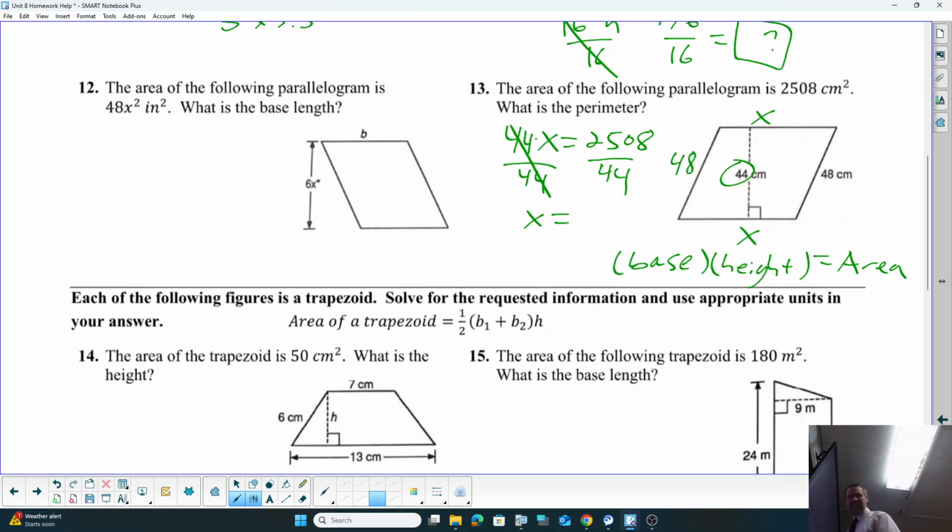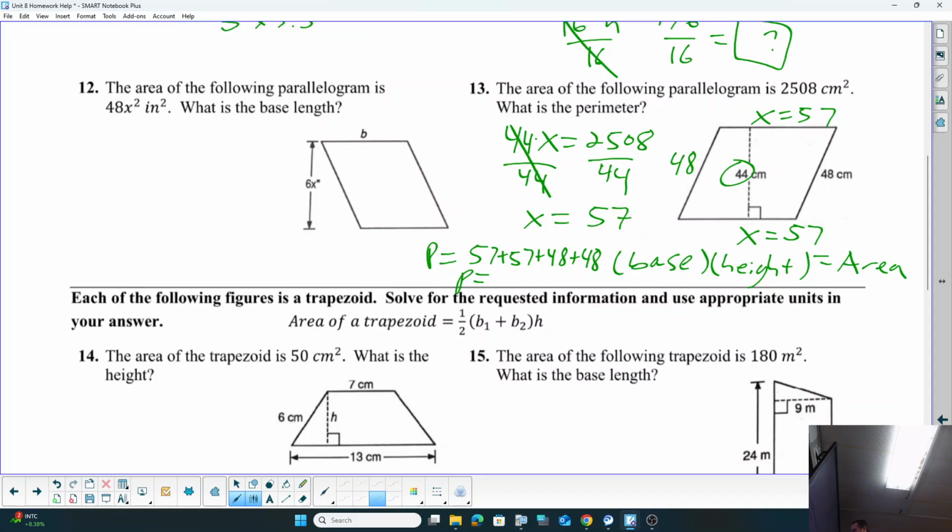It's okay to make mistakes as long as you fix them. So we got 2,508 divided by 44 is approximately 57. There we go. Now we have what x is, which is 57, which is the base, right? Base times height. Then we're going to find the perimeter. So to find the perimeter, you're going to do 57 plus 57 plus 48 plus 48.